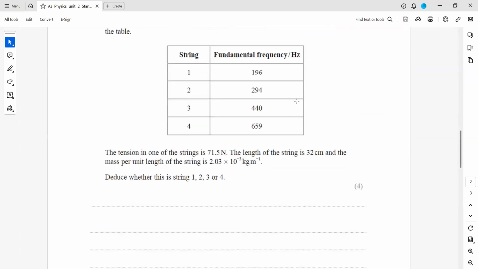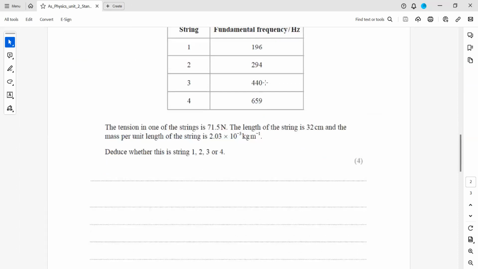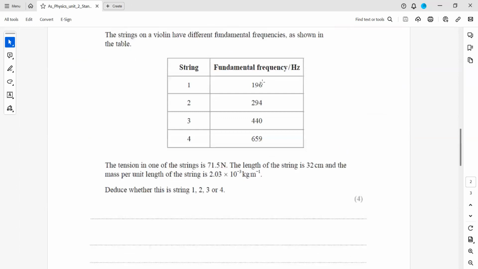The tension in one of the strings is 71.5 newtons, and the length of the string is 32 centimeters. The mass per unit length, or you can also consider the thickness, is 2.03 × 10^-3. Deduce whether this is string 1, 2, 3, or 4.